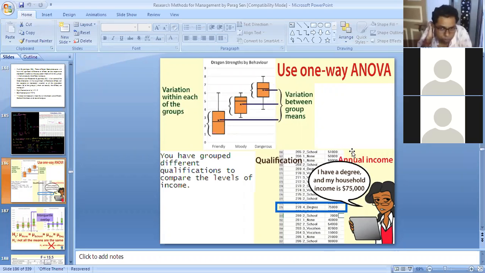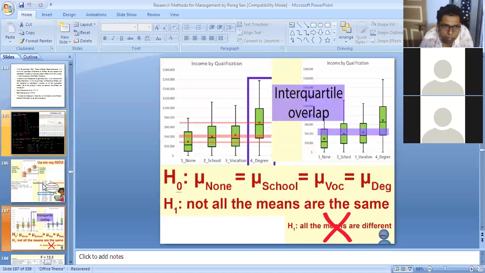So you would like to test whether these particular groups have different means or not. Okay, whether they have different means or not, that you would like to test, in terms of the population. So you need to conduct ANOVA.